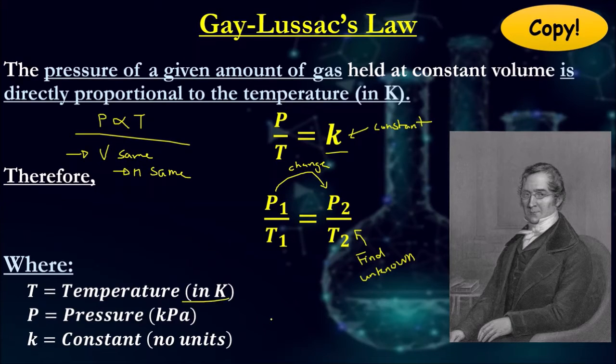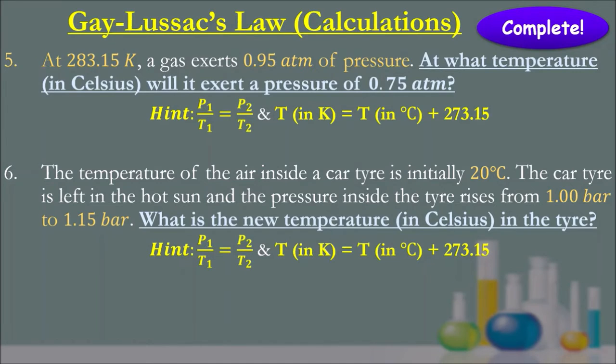Temperature is in Kelvin. Pressure is measured in kilopascals, and like I said, the constant has no units. If we look at some calculation questions, which we have here, some hints are also provided, and formulas to use. What I'm going to do is skip over to the answers and explain them in 5 seconds, so you have been warned. Pause the video now.